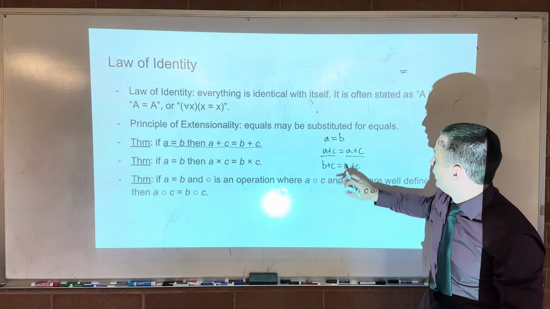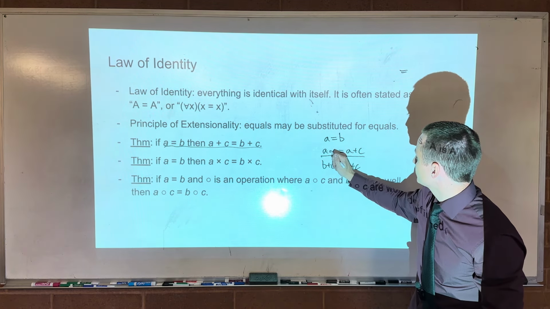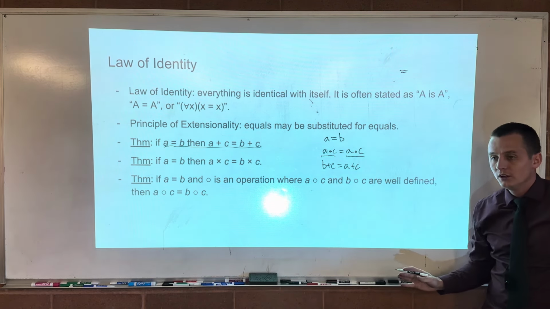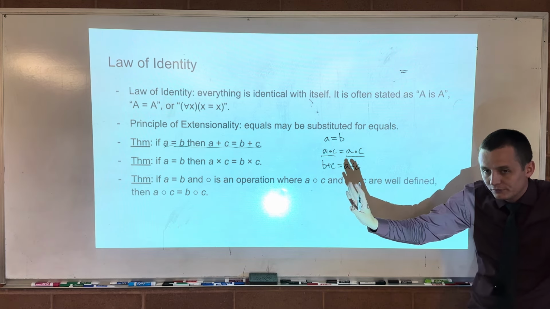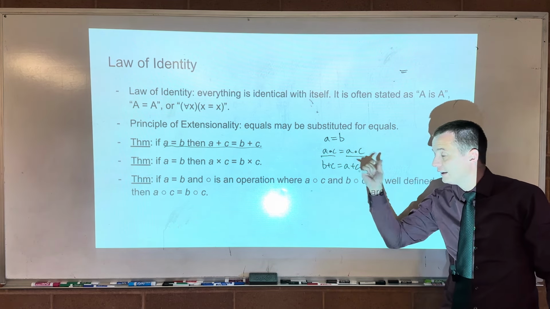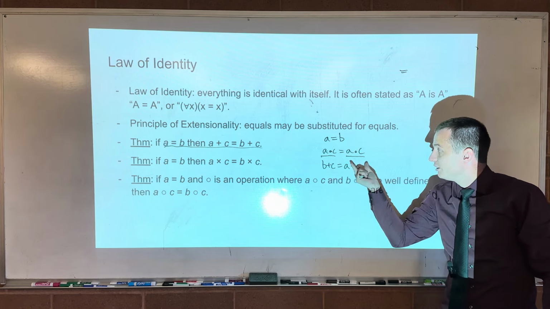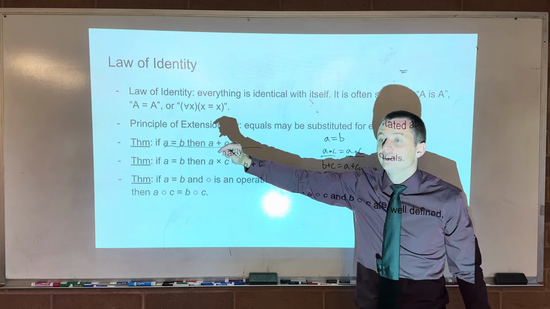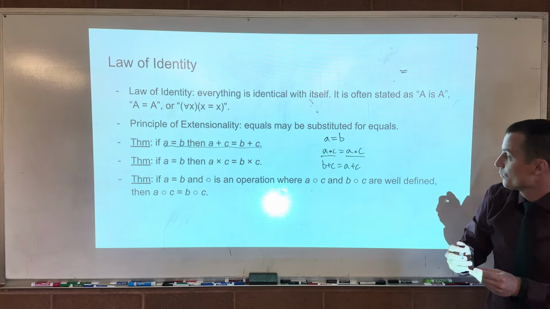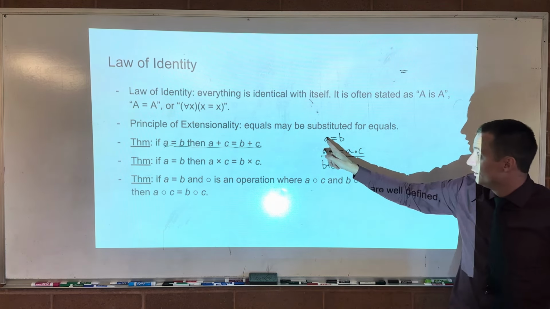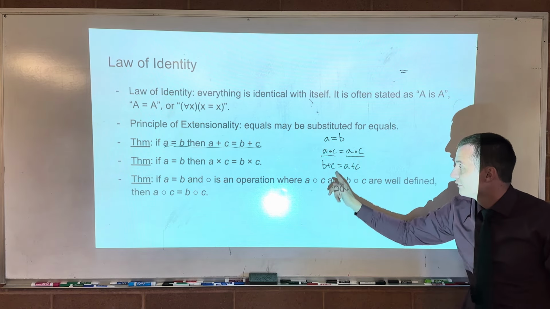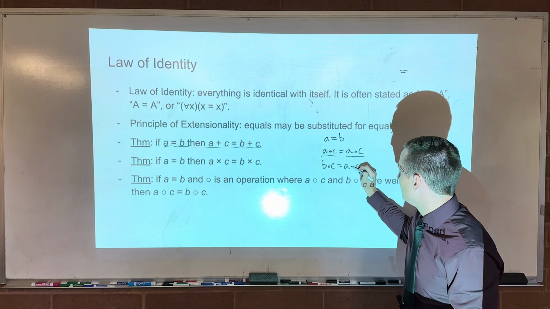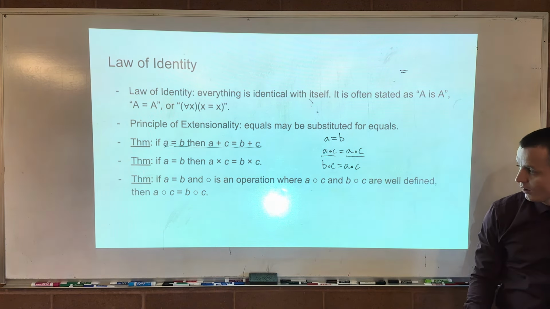Similarly with times. If I replace this with times, notice A times C equals A times C is always true. It has nothing to do with what times is. Times is completely irrelevant. The point is, I have identical symbols. Identical symbols are always equal with identical symbols. That's the first law of identity: everything is identical with itself. The second law says, if I know that these are equal, then I can substitute it out, and I get B times C is equal to A times C. Equals may be substituted for equals, because A equals B.